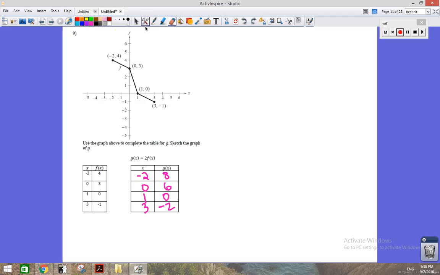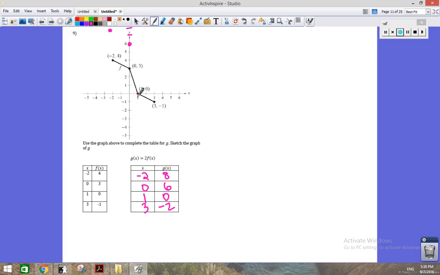We notice that all of these x-coordinates stayed the same, and these y-coordinates have been multiplied by 2. So we are vertically stretching the graph by a factor of 2. -2, 8 is off the graph, so I'm going to have to estimate it. If that's 6, 7, and that's 8, so that's up here. Sorry about that. 0, 6 is right here.